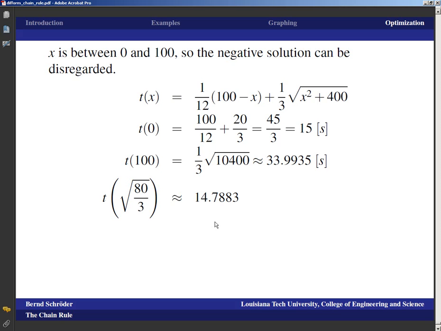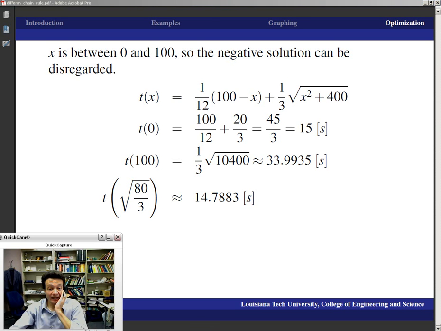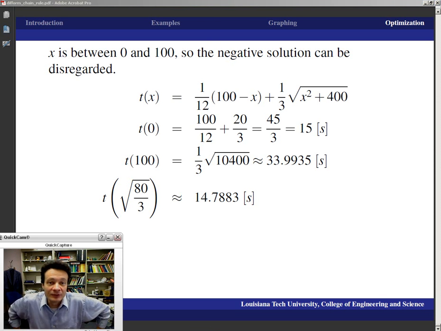And finally, T of square root 80 over 3. Notice I didn't even pretend anything here. I stuck that straight into the calculator. Ends up being 14.7883 in seconds. So the savings is on the order of 2/10 of a second, which really is not that great. In other kinds of optimization problems of this type, you may be able to save a couple of $100 laying an electrical line or so, and that really is realistic.